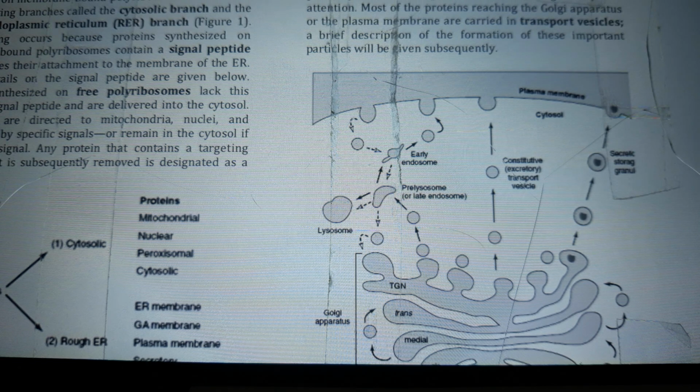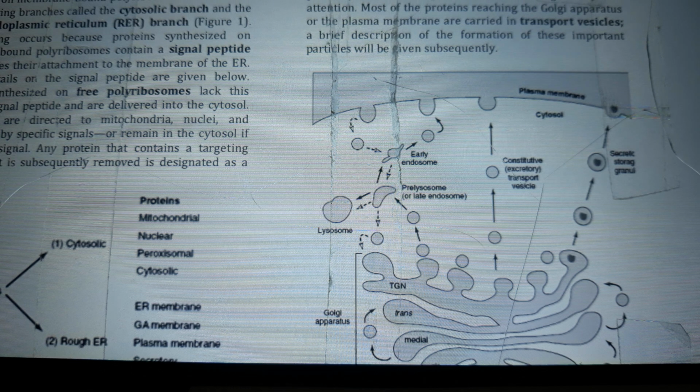Further details on the signal peptide are given below. Proteins synthesized on free polyribosomes lack this particular signal peptide and are delivered into the cytosol. Then they are directed to mitochondria, the nucleus, and peroxisomes by specific signals, or remain in the cytosol if they lack a signal.